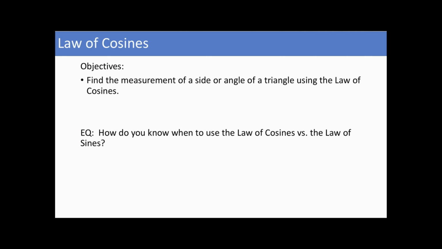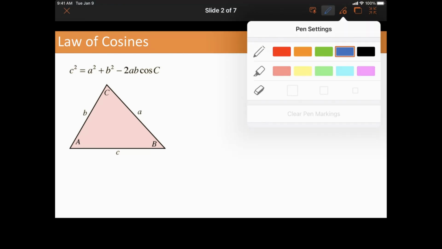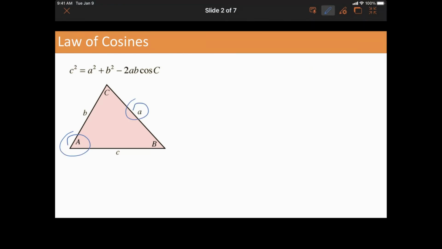Hello, this lesson is about the law of cosines. The law of cosines, similar to the law of sines, works for oblique triangles. Also, you can see that the sides and the opposite angles have the same variable, so they relate. The angle has the same letter as the side opposite it.